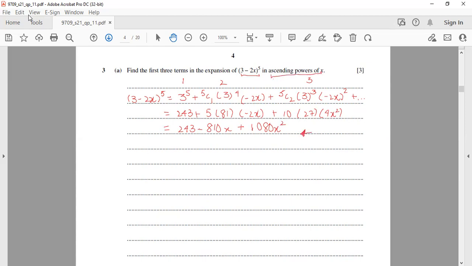Okay, remember, so we start with x squared. Good. Now let's move on to the next part.